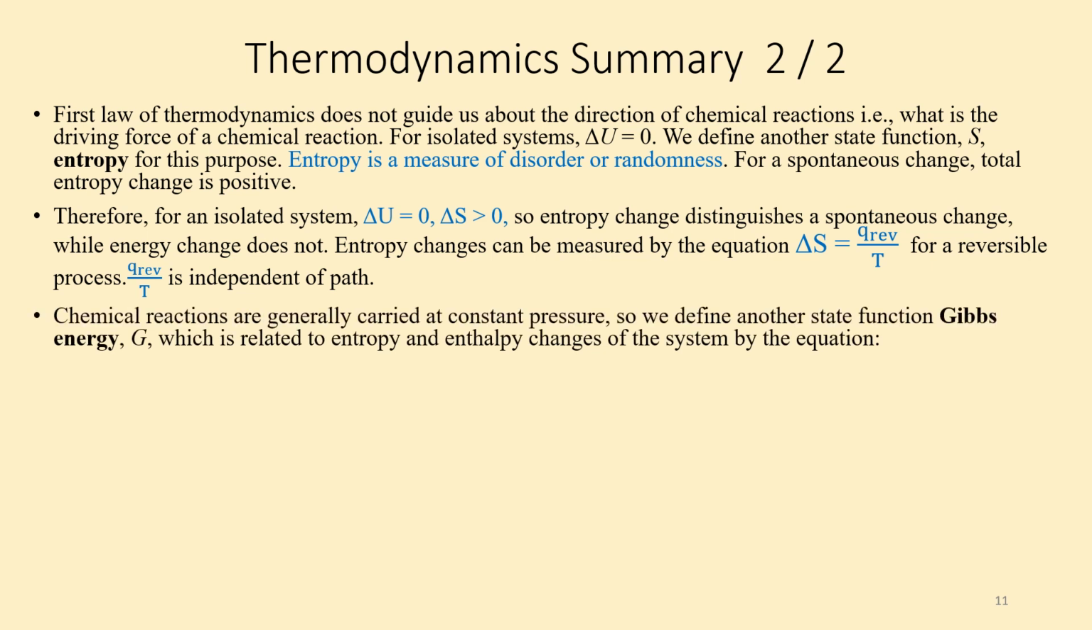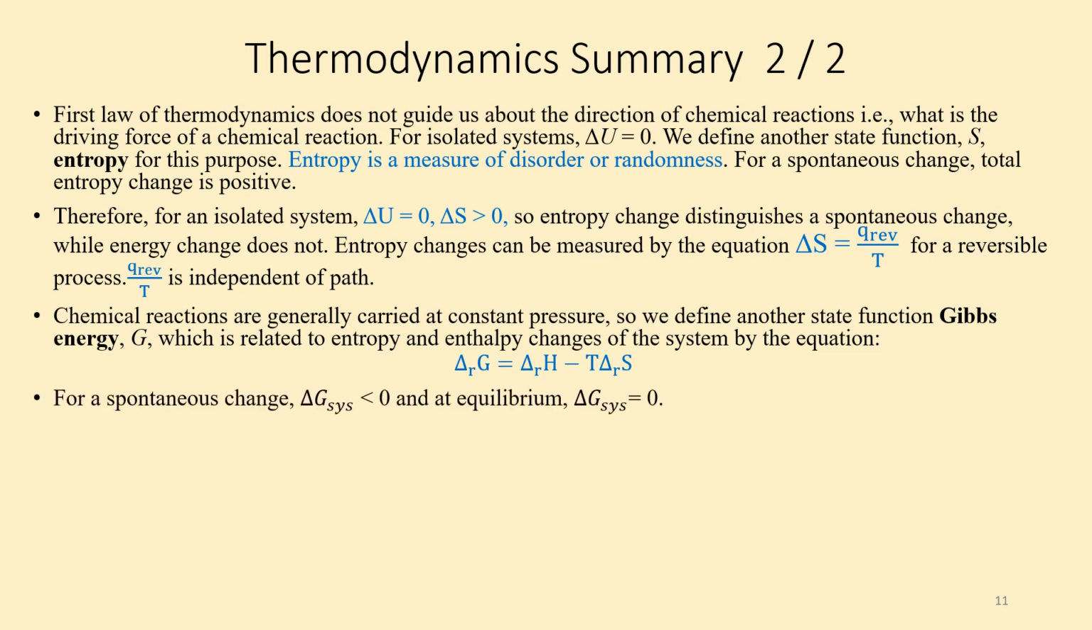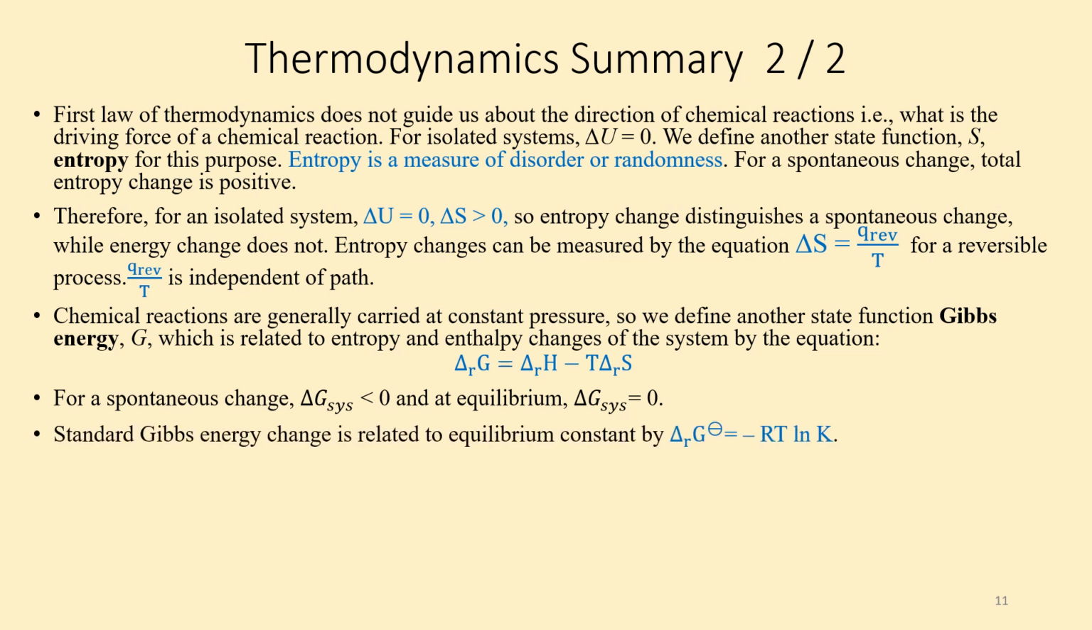Chemical reactions are generally carried out at constant pressure. So we can define another state function, Gibbs energy, capital G, which is related to entropy and enthalpy changes in the system by the equation delta rG equals delta rH minus T delta rS. For a spontaneous change, delta G of the system is less than 0, and at equilibrium, delta G of the system equals 0.